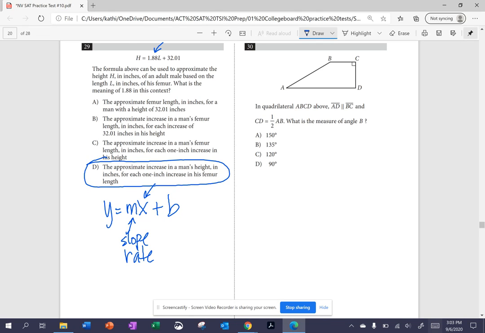30. In quadrilateral ABCD above, segment AD is parallel to segment BC, and the distance from CD is half of AB. What is the measure of angle B? Okay, another geometry problem here.